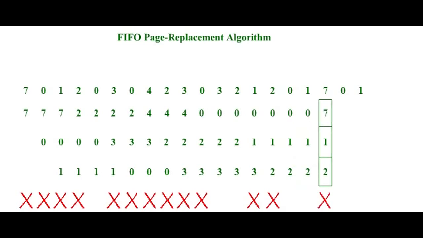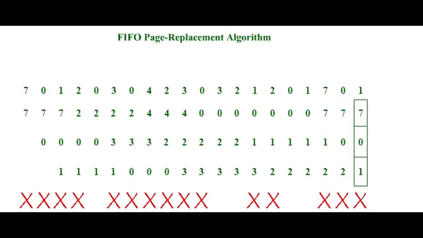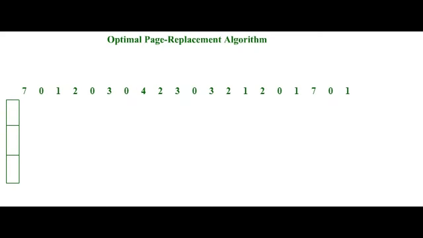7 replaces 0. And again 0 comes and it replaces 1 and a page fault occurs. Now when 1 comes, it replaces 2. So in total we have 15 page faults. Thus the FIFO page replacement algorithm is a very poor page replacement algorithm.